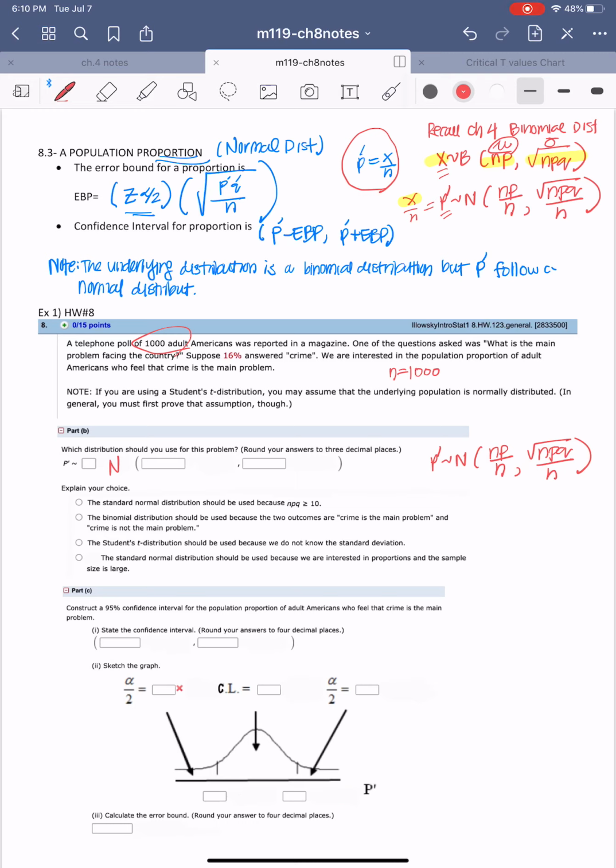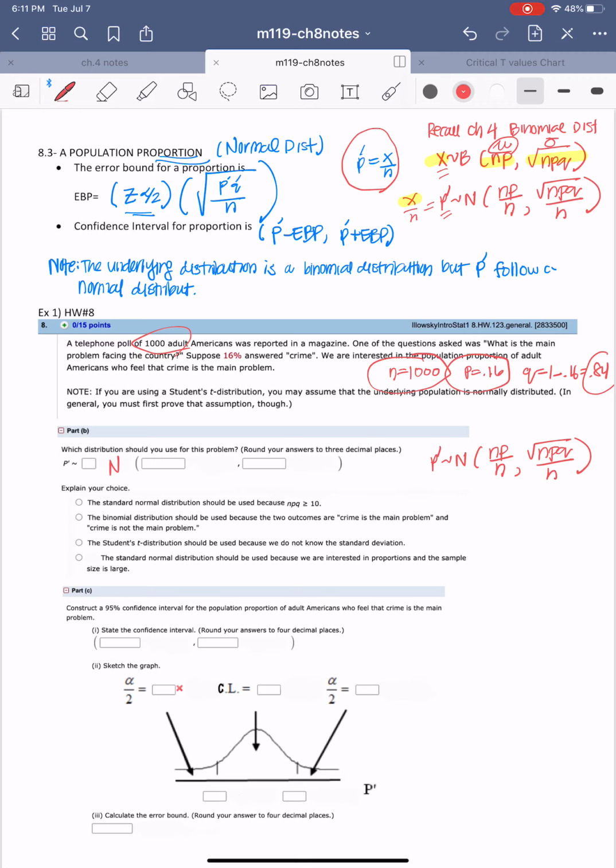Remember, binomial was 2 cases. Success, failure, 2 categories. So 16% answer crime. So there's your p, 0.16. So what is my q? The complement, 1 take away 0.16, which is 0.84. Okay, so if you forgot some of the terminology or some of the variables, go back to chapter 4. We talked about n, p, q. So n is 1000, p is 0.16, and then q is 0.84.